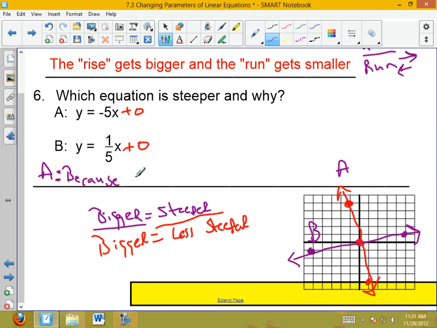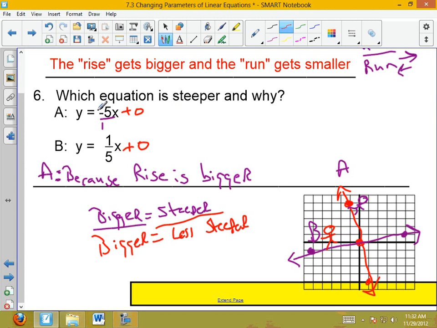Because my rise, my top number, is bigger. Bigger on top, this is just like 5 over 1, it's steeper. Now you're going to go, wait a minute, negative 5 is not bigger than positive 1. Well, on the slope of a line, only on the slope, I don't care about negative. Because the only thing negative tells me is, see, this is negative, that means it goes down. This one is positive, that means it goes up. That's the only thing negative and positive tells me.